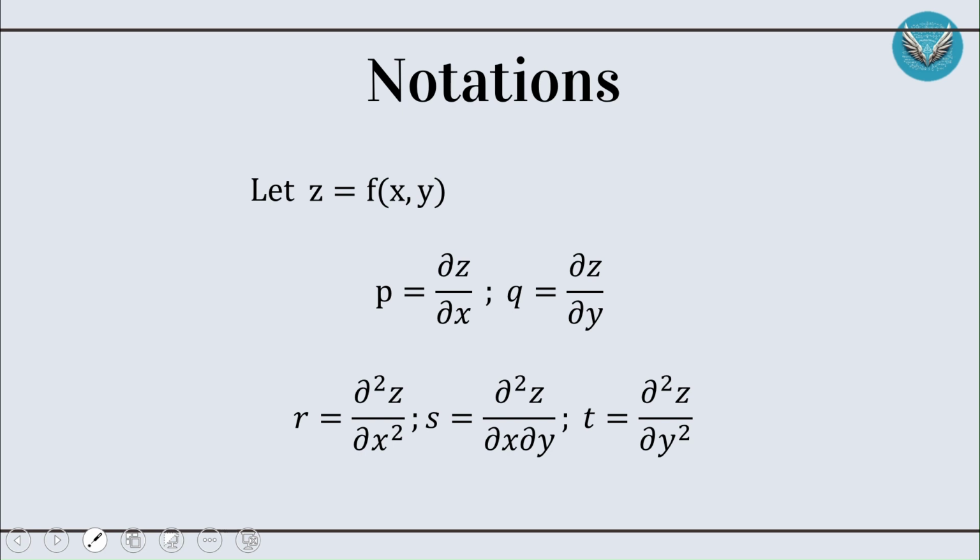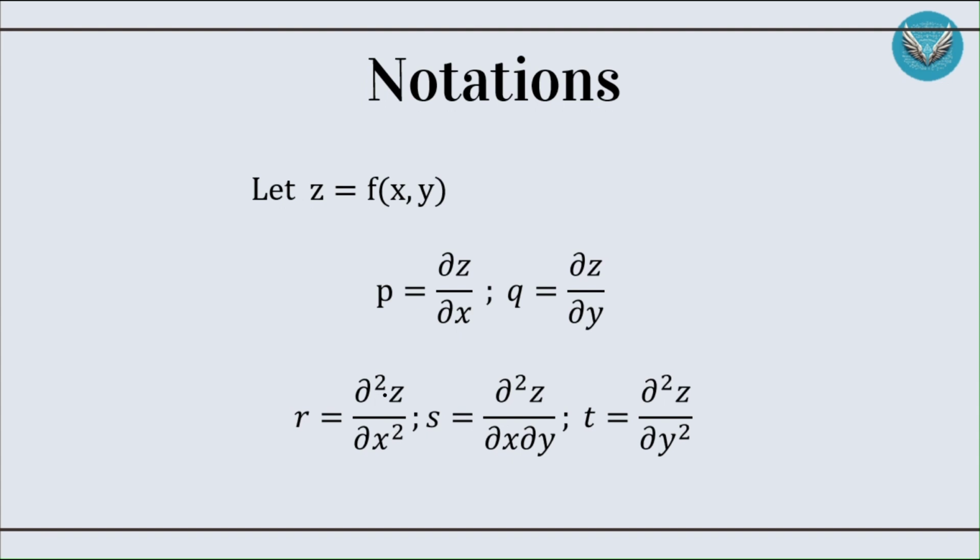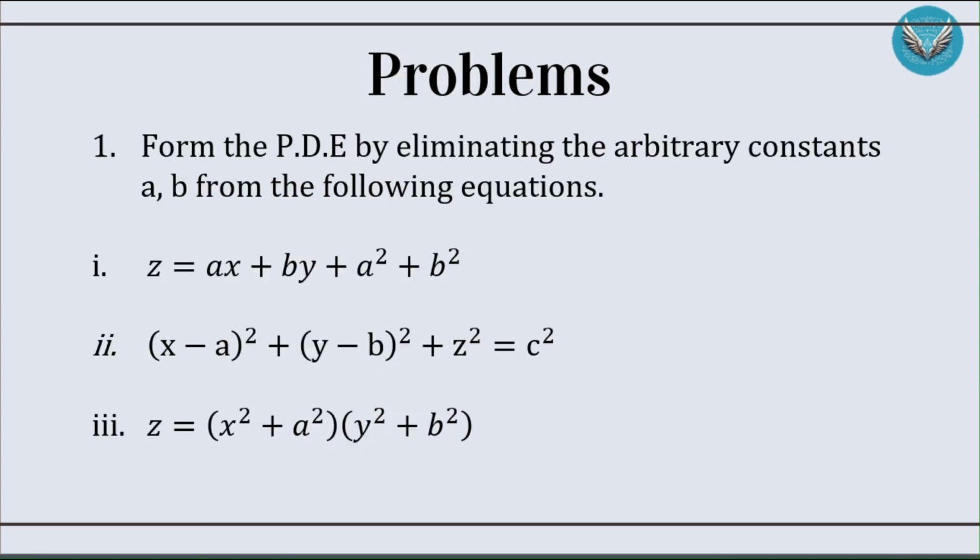Next, before moving to the problem, we have to know the following notations. For a function z equal to f of x comma y, where x and y are two independent variables and z is a dependent variable, dou z by dou x and dou z by dou y are the first order partial derivatives, which we denote by p and q. Similarly, the second order derivatives are dou square z by dou x square denoted by r, dou square z by dou x dou y denoted by s, and t is equal to dou square z by dou y square. Now we shall move on to the problems.